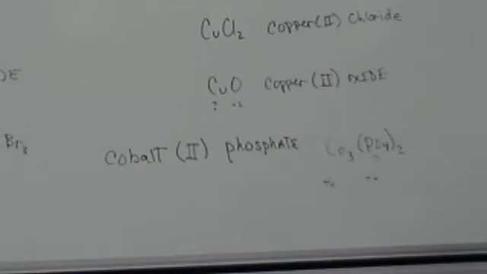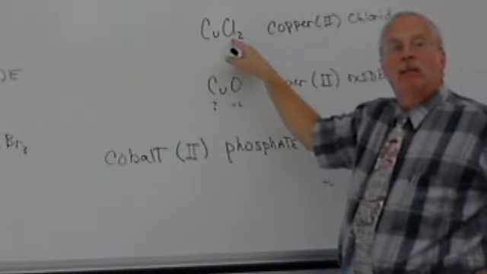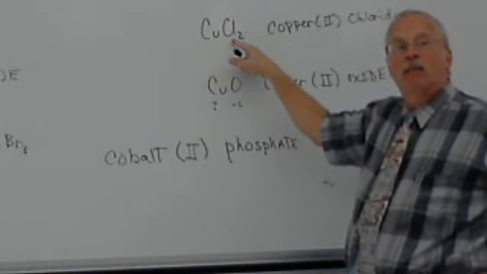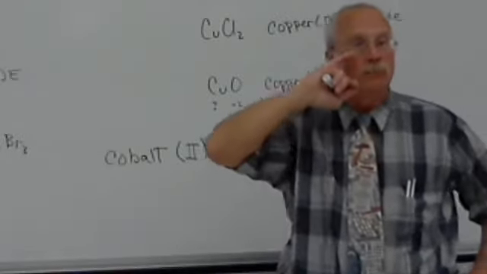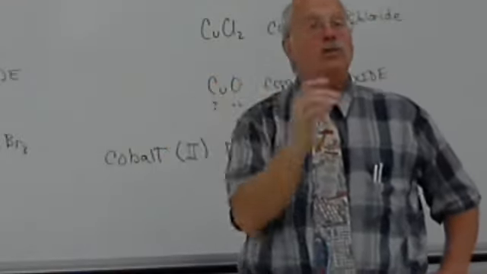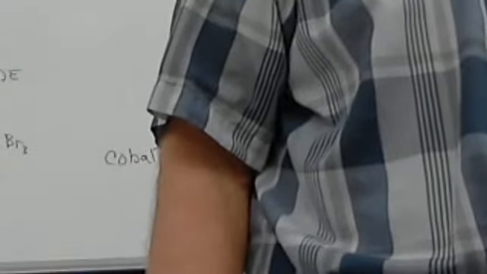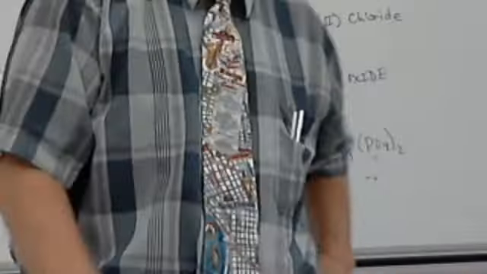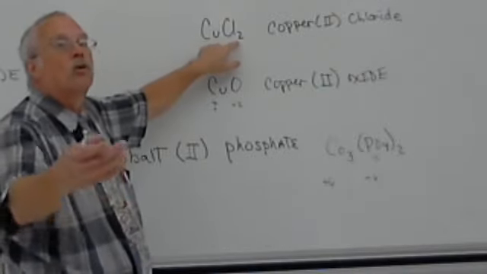How am I getting 2 for copper? Well, what's the charge on a chlorine? I don't know. What's the charge on a chlorine? -1. What does it have to do to become like a noble gas? Well, add 1. And if it adds 1, what's its charge? -1. How many do I have? 2. So that's a total of -2.